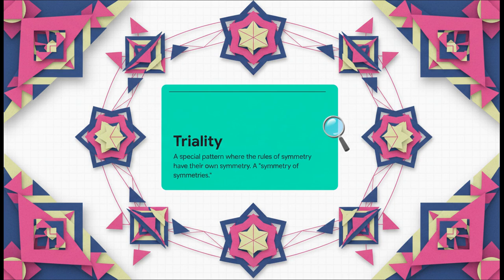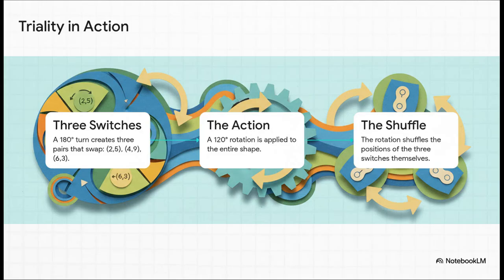Now, I know that sounds super complex, but stick with me, because it's actually a really beautiful idea. Normally, we talk about a shape having symmetry, but with triality, it means the rules of the symmetry themselves also have their own pattern. It's like a symmetry of symmetries, a pattern within the pattern. Let's make that super simple.